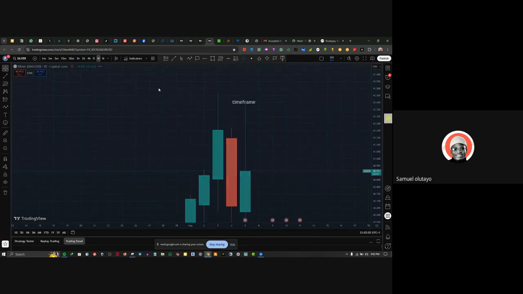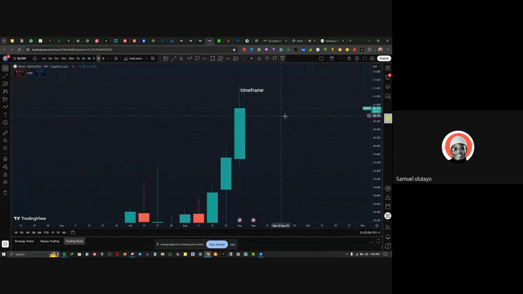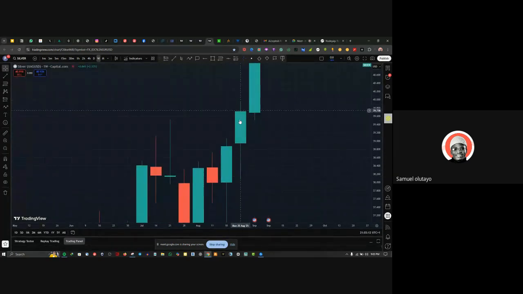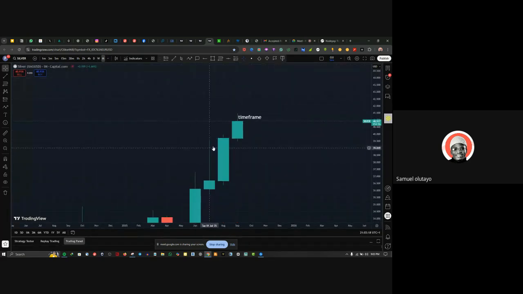If I go to weekly, it took a week. Can you see that it has merged the daily into one now? It took a week for this candle to form. It took another week for this candle to form. Are we together? If I go to monthly, it took a month for this candle to form.